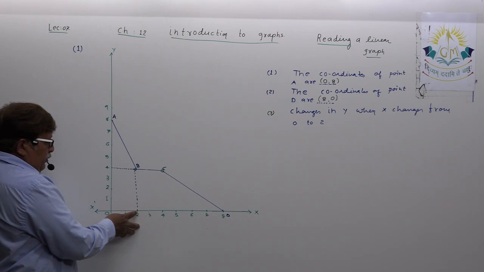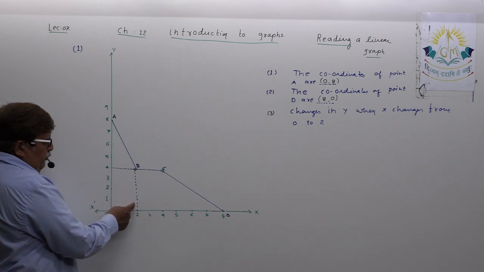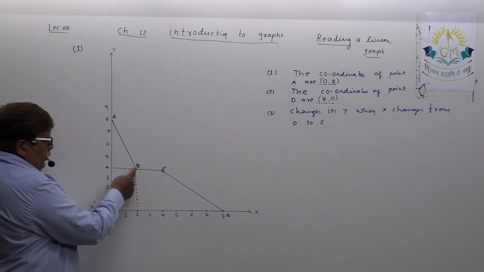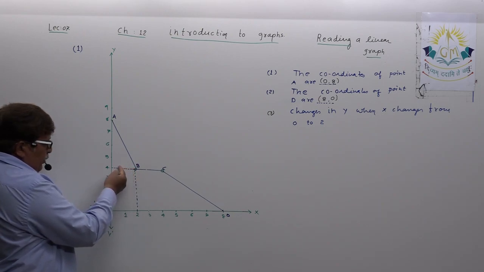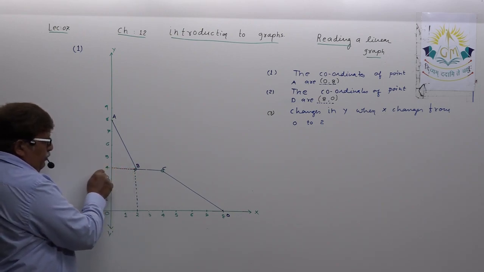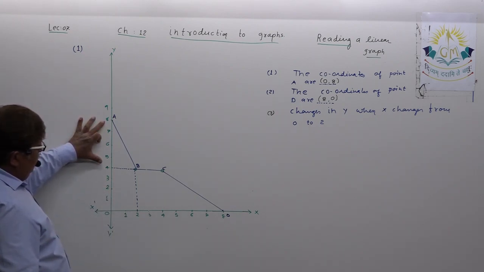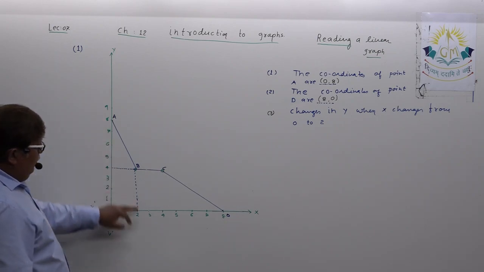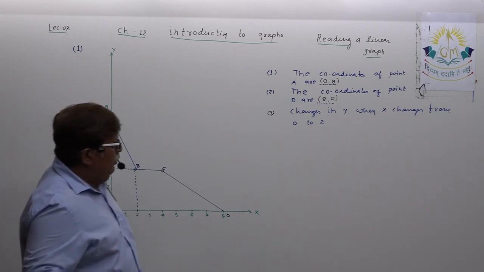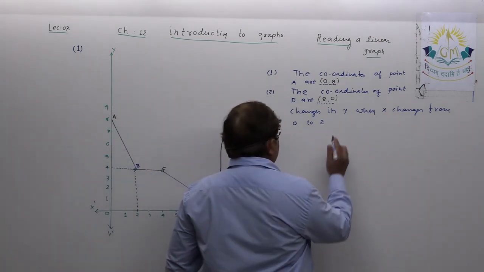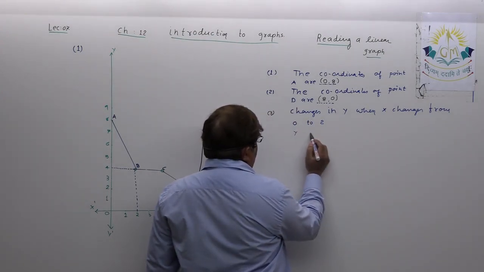But when x is 2, how can you find the value of y? First you draw the dotted line, and after hitting this point, draw a dotted line perpendicular to y, 4. So two values of y you got. When x is 0, y is 8. When x is 2, y is 4. So how will you write the answer? This is your answer.